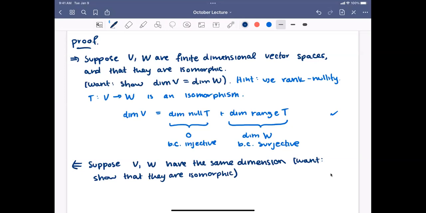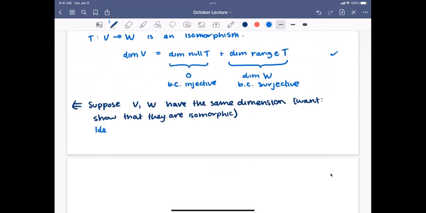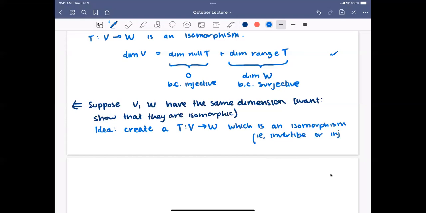Yeah, so the idea is to create a linear map T from V to W, which is an isomorphism. So, i.e., it's invertible or injective and surjective. So how might we create such a map?